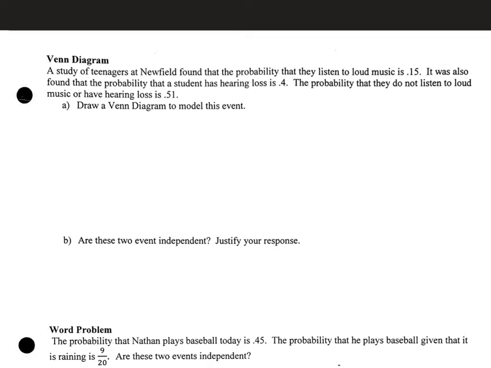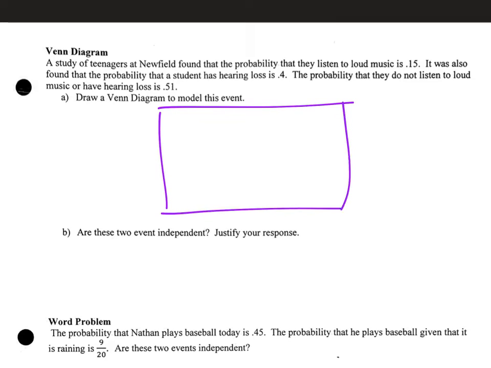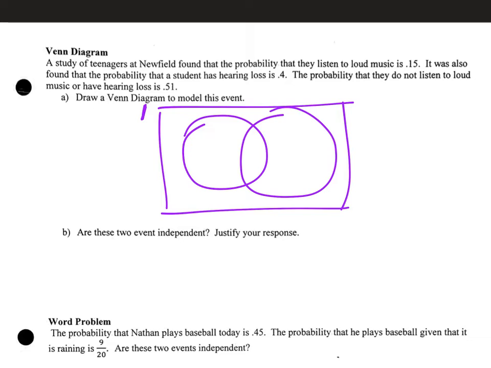All right, so draw a Venn diagram to model this event. You may want to take a second and read it. So it's 2 events. It's probability, so the whole universe of this thing is 1. So we do loud music and hearing loss. I guess I could use 2 different colors. Okay, so the probability that they listen to loud music is 0.15. So loud music goes there. Probability that they have hearing loss is 0.4.